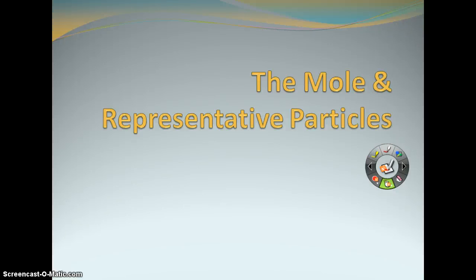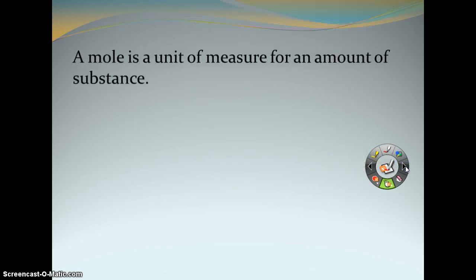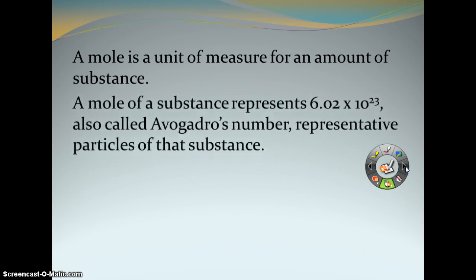Hello, this lesson is on the mole and representative particles. So a mole is a unit of measure for some amount of a substance. You can't always measure in grams or liters in chemistry, so we're going to use this mole as a middle ground unit. A mole is going to represent 6.02 times 10 to the 23rd representative particles of whatever substance you're referring to. This is called Avogadro's number.